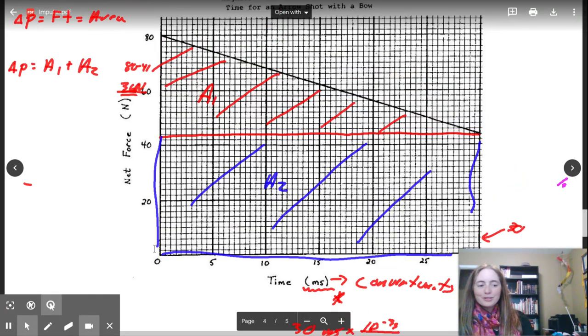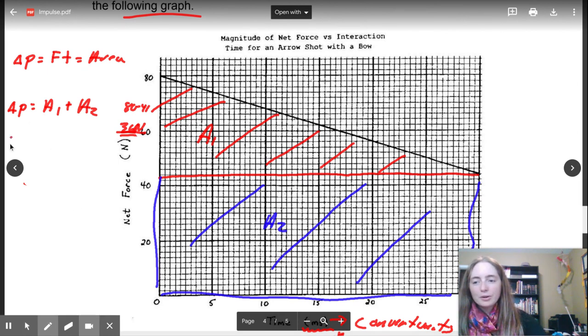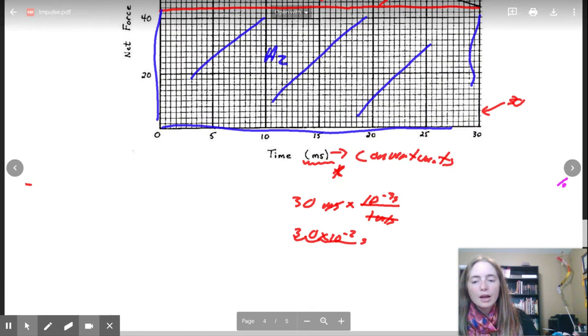So what we've got is our delta P is going to equal area 1 plus area 2. Area 1 is going to be 36. Do I have enough space here? Maybe. If I break this down into chunks, I'll have space. Sorry guys, I'm trying to figure out how to organize my page so you guys can actually read it properly. I'll have more space down here. I'm just going to write out my stuff down here.